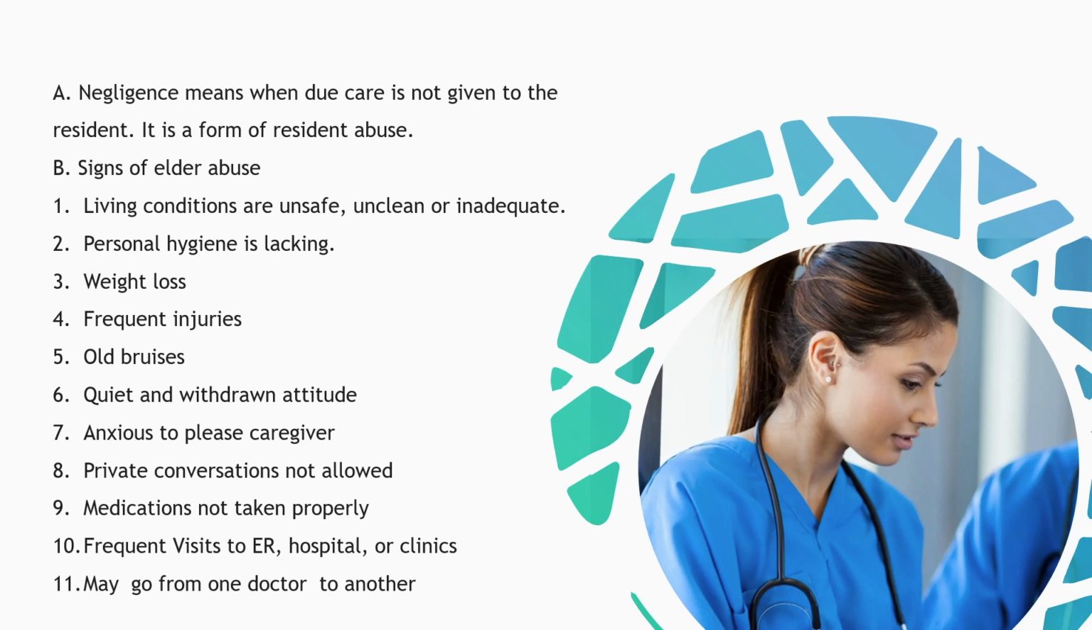Signs of elder abuse. Living conditions are unsafe, unclean, or inadequate. Personal hygiene is lacking. Weight loss, frequent injuries, old bruises, quiet and withdrawn attitude, anxious to please caregiver. Private conversations not allowed. Medications not taken properly. Frequent visits to the ER, hospitals, or clinics. May go from one doctor to another.